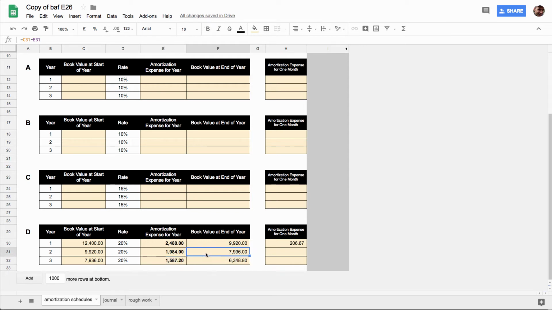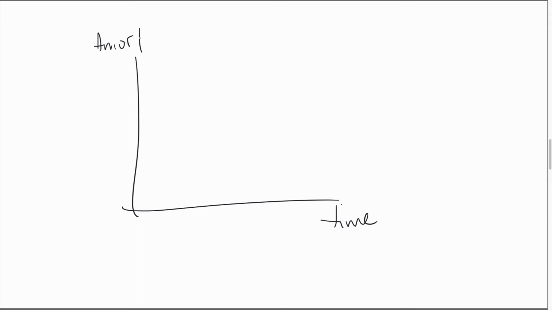And that's why it's called declining balance. The balance, in other words the book value, continues to decline. You hit it with the same rate, but the book value balance is declining, and so the expense is declining. This results in something interesting. If you graph it, with time on the axis, and this is your amortization expense.